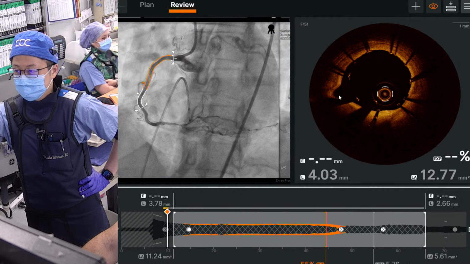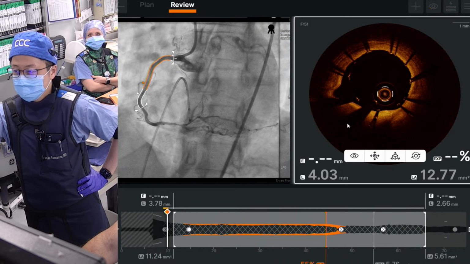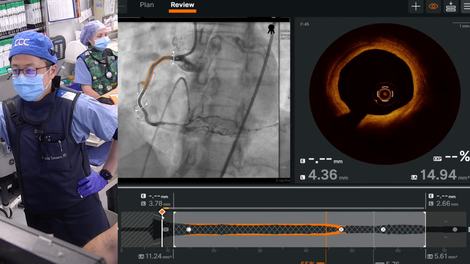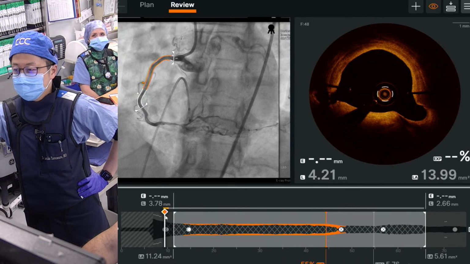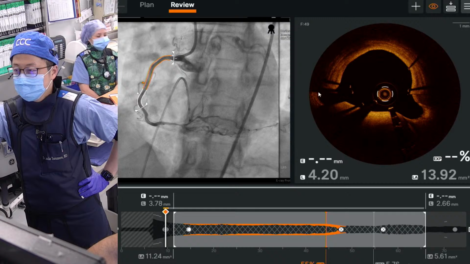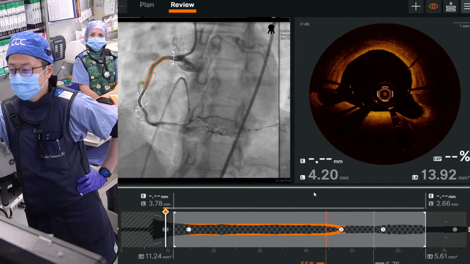It's here, but it's on the branch, so I think we cannot perfectly appose here. Is this the branch, or what is the distance? It should be one stent strut thickness. So this is a branch, so we cannot perfectly appose here. Here is the end of the stent. This is the wall, and the branch.